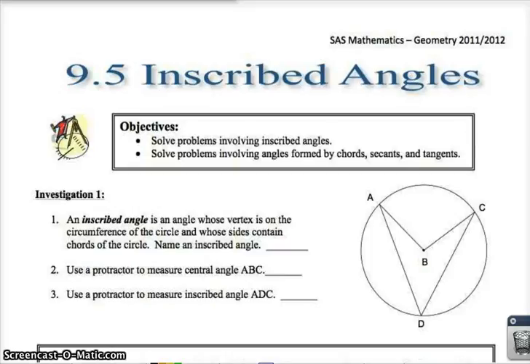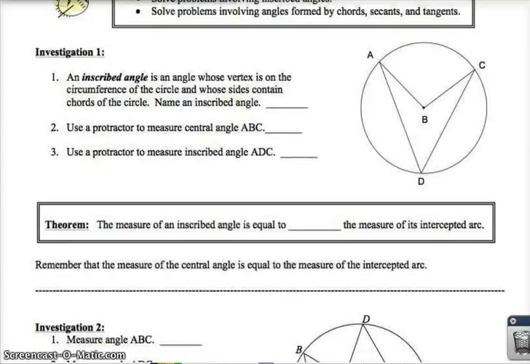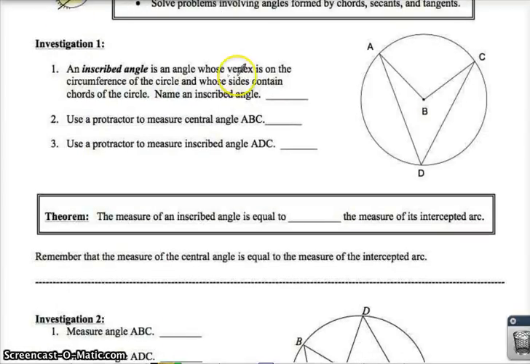Everybody, we're back with section 9.5 on inscribed angles. Before, we talked about central angles, so now we'll see what an inscribed angle is and what its measure is. So an inscribed angle, here's the definition. It's an angle whose vertex is on the circumference of the circle and whose sides contain chords of the circle.